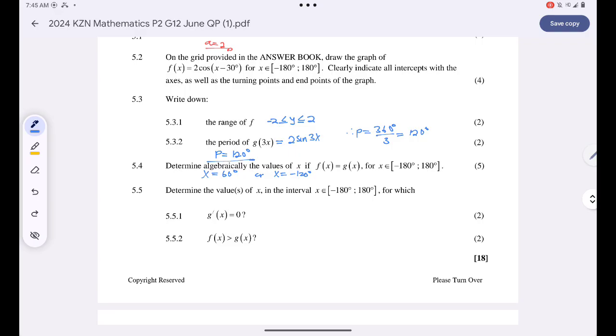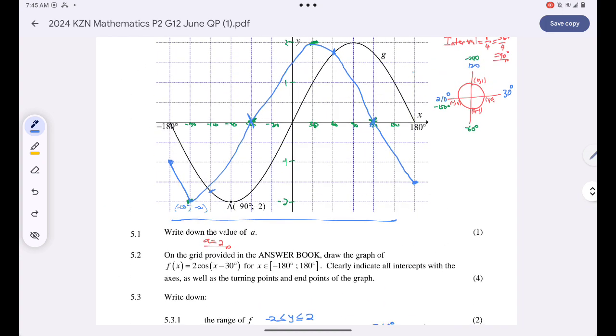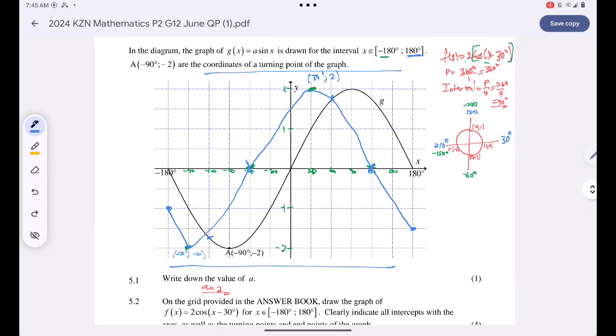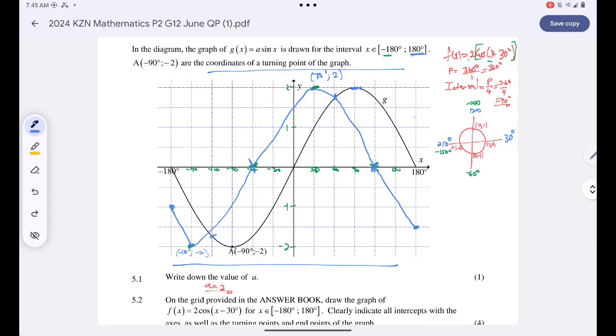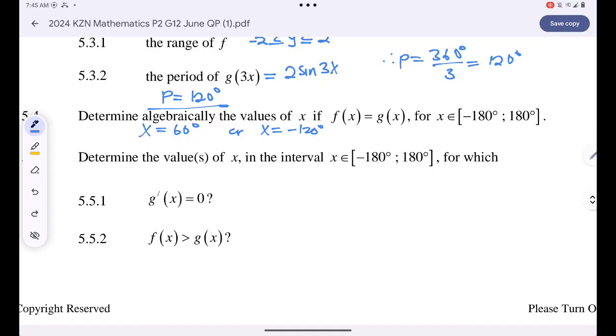And then now I'm supposed to determine the values of x in the interval whereby g prime of x is equal to 0. The derivative, guys, is always equal to 0 at the turning point, right? So they want me to find the values of x of g at the turning point. It's just 90 degrees and negative 90 degrees. So g prime of x will be 0 when x is plus or minus 90 degrees.